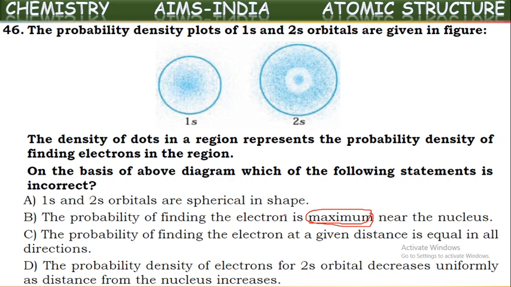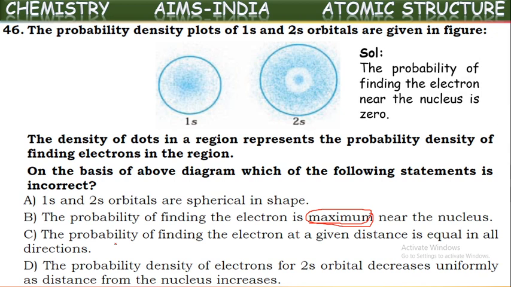Probability of finding the electron at a given distance is equal in all directions. Yes, for s orbitals, the probability of finding the electron at a given distance is equal in all directions. As these s orbitals are spherical in shape, the distance is equal in all directions. The probability of finding the electron near the nucleus is 0, not maximum. So only the second statement is incorrect.